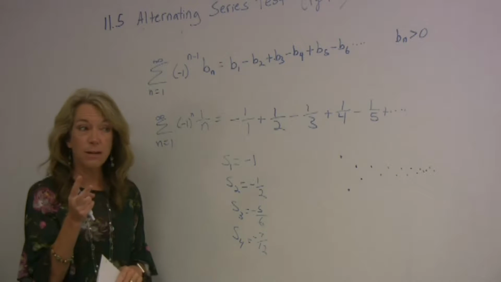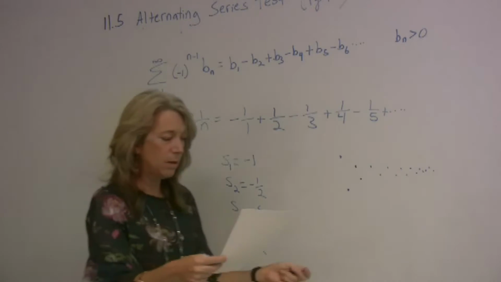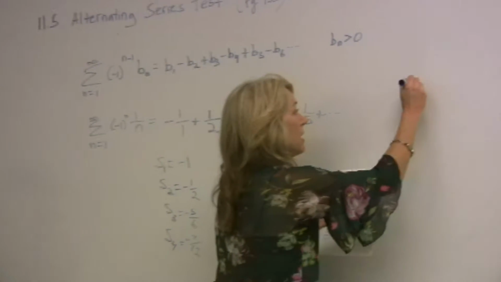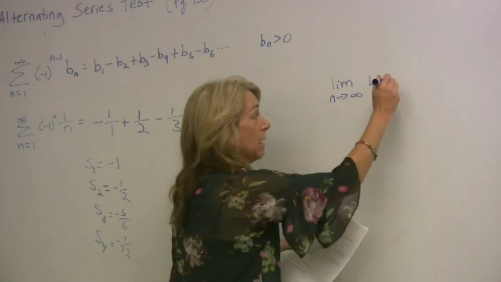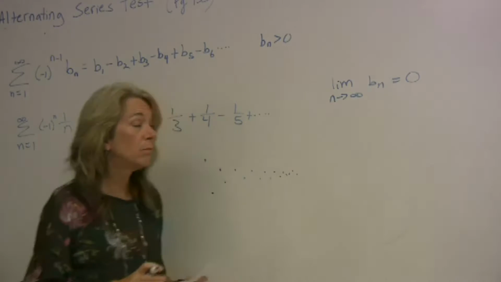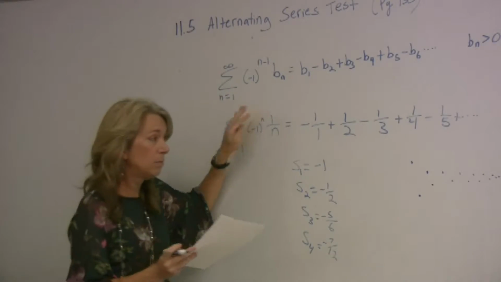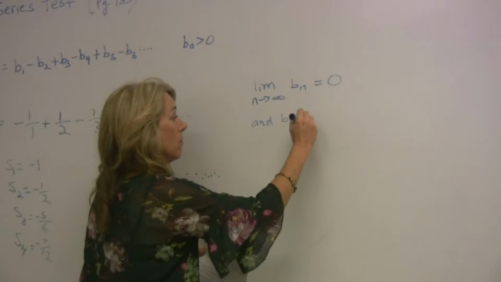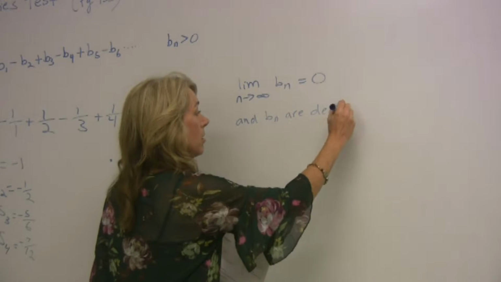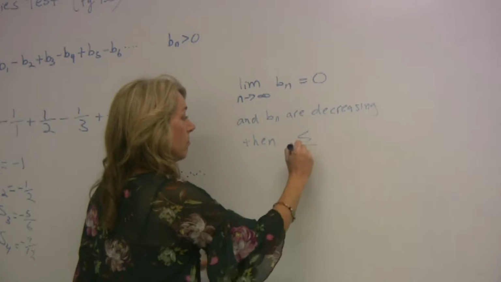You only have to check two things. Once you recognize that it alternates, all you have to check, so just about the middle of the page, is that the limit as n goes to infinity of the part that's positive, if that part's approaching 0, so in this case, this part is approaching 0, right? If that part's approaching 0 and they're decreasing, then the series is convergent.